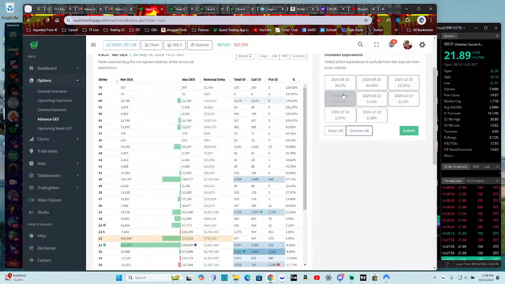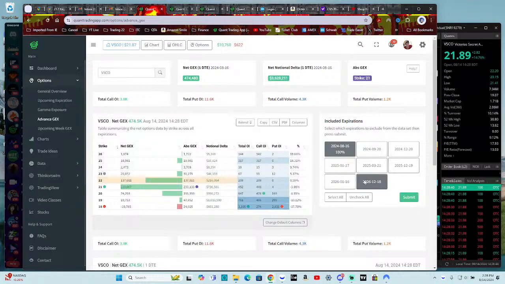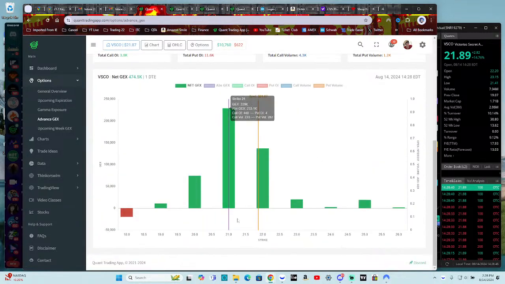If we uncheck them all, and we'll just do the August one, remember, these are monthlies because it's a low volume traded options table. Absolute GEX was at 21. The highest GEX was at 21. We reached that. We surpassed that. And now we're working on 22. There's no reason for us to go any higher here. There's no draw. There's no action.